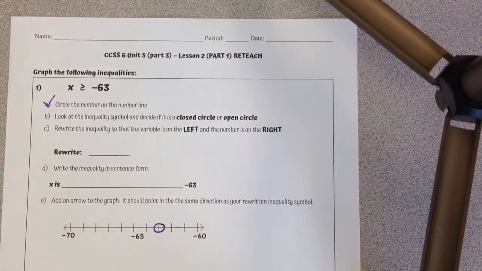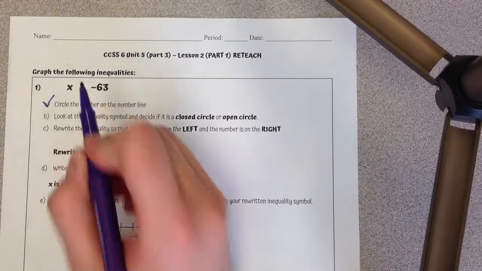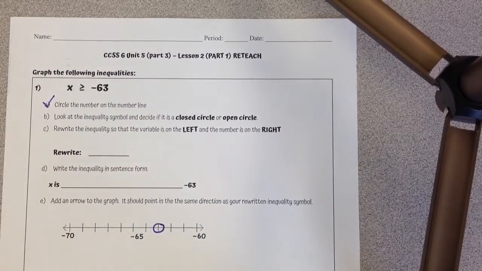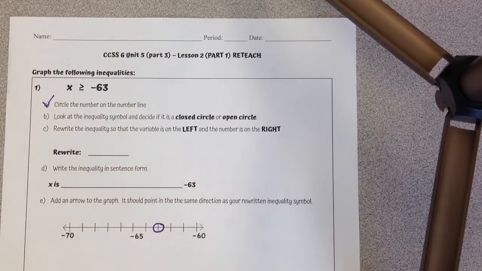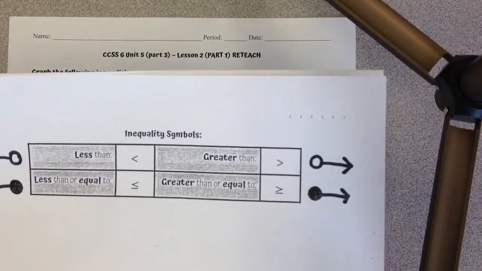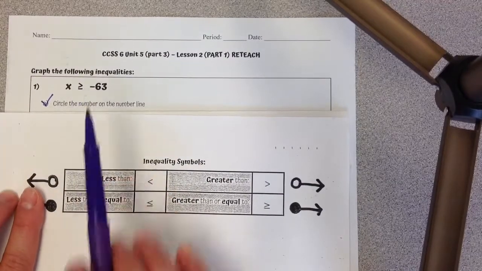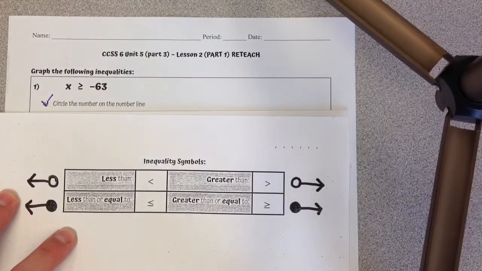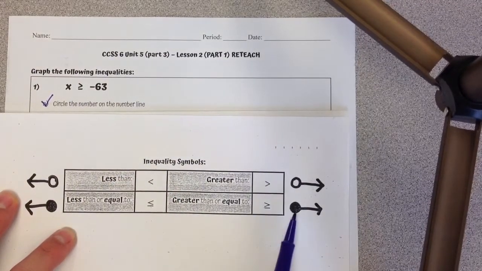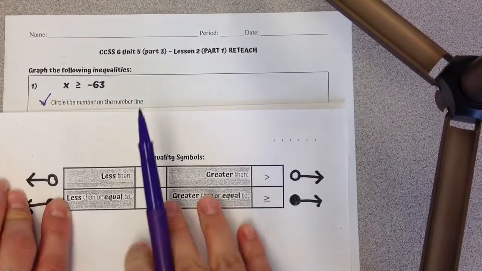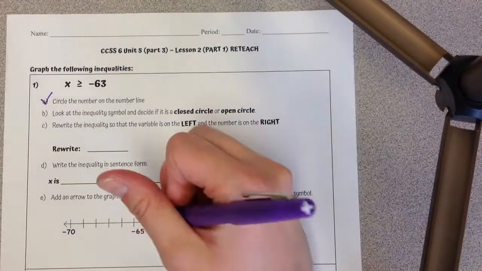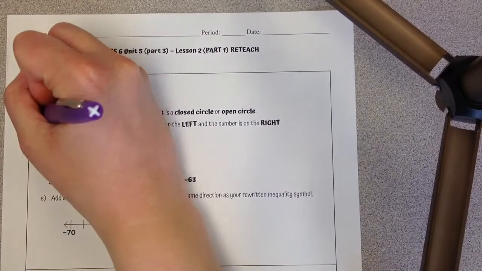I'm going to look at the inequality symbol and decide if it's a closed circle or an open circle. If you forget, please look at your cheat sheet. So my symbol is greater than or equal to. If I look at my cheat sheet, greater than or equal to has a closed circle. So I'm just going to go ahead right away and close that circle.